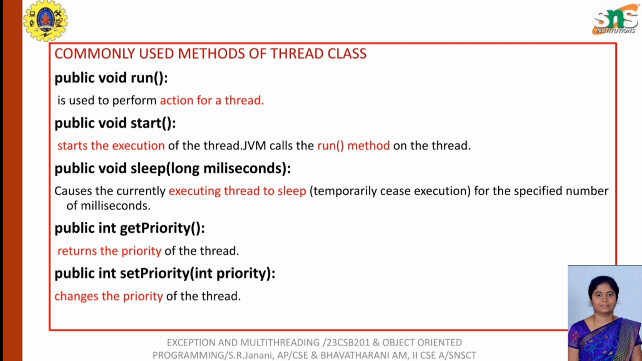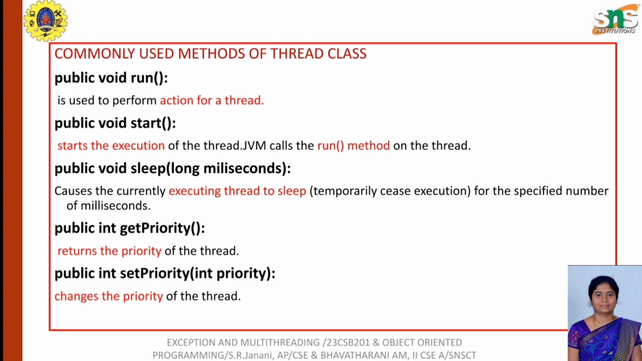Public void run performs the action for a thread. Then void start starts the execution of the thread, after the run method's action. Void sleep means the program is kept asleep, stopped for however many milliseconds you have given. So it causes the currently executing thread to sleep. That's all.